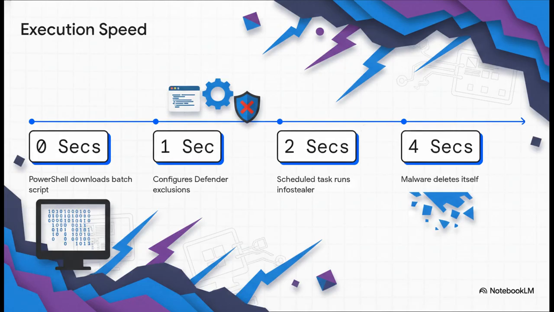0 seconds. PowerShell silently downloads a batch script from a remote server. 1 second. It configures exclusions in Microsoft Defender, so it won't get caught. 2 seconds. A scheduled task fires off the info stealer executable. 4 seconds. The malware completely deletes itself. This whole compromise happens in the background on a Windows machine before a user even has time to blink or realize a command prompt flashed on their screen.